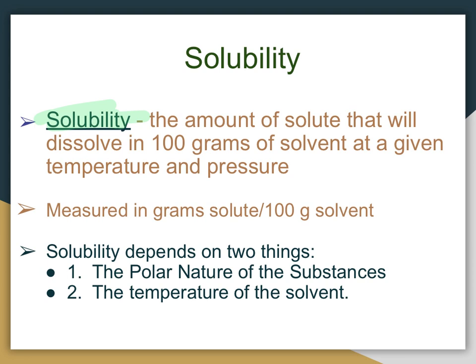Solubility is measured as the amount of solute, that's what gets dissolved, that will dissolve in 100 grams of a solvent. And this is at a given temperature and pressure. So really it's measured in grams of our solute per 100 grams of our solvent, and really depends on two things. Number one, the polar nature of the substance, and also the temperature. And we'll see more of that in a little bit.